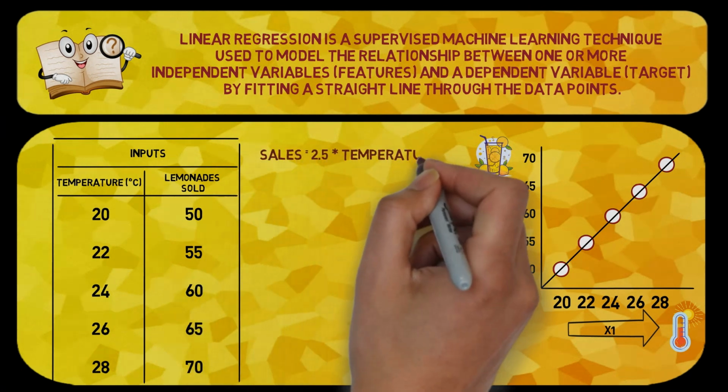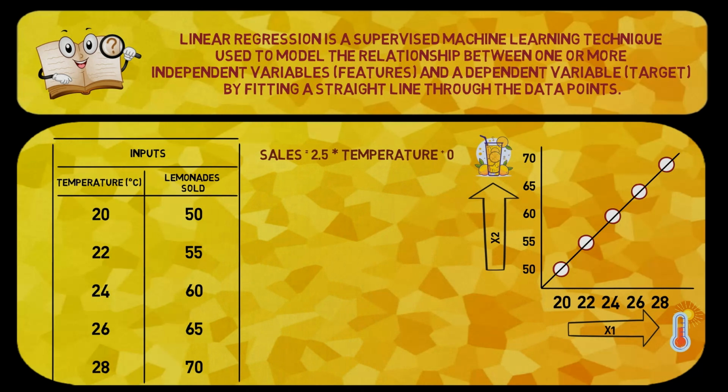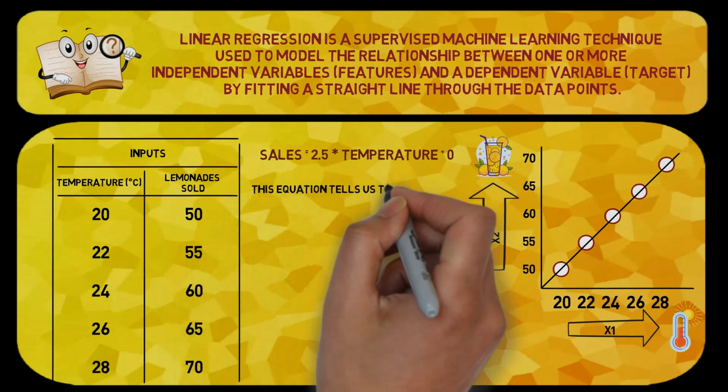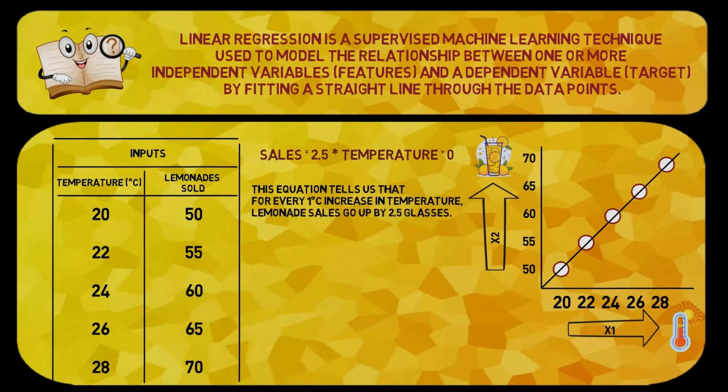Using linear regression, we can create an equation. Sales equals 2.5 times temperature plus 0. This equation tells us that for every 1 degree Celsius increase in temperature, lemonade sales go up by 2.5 glasses.